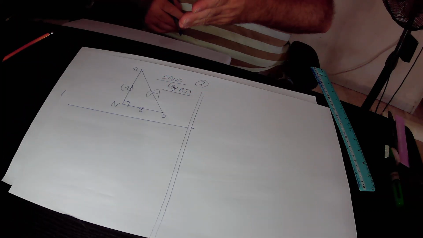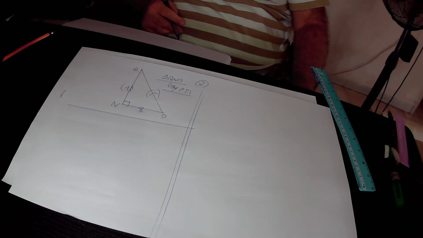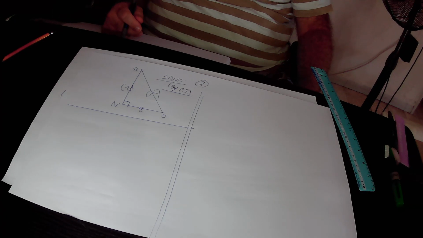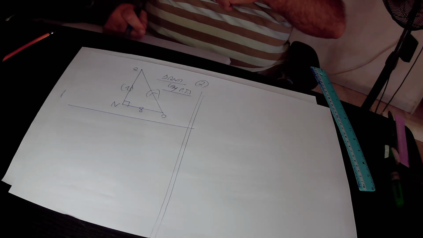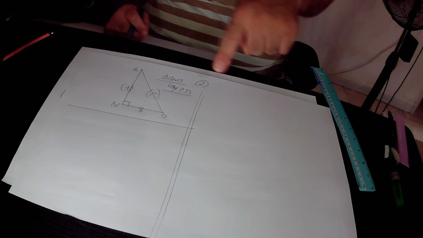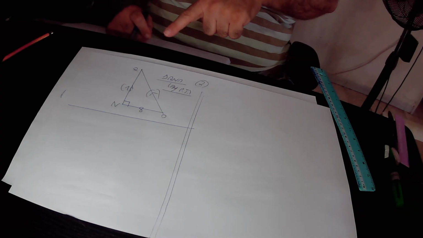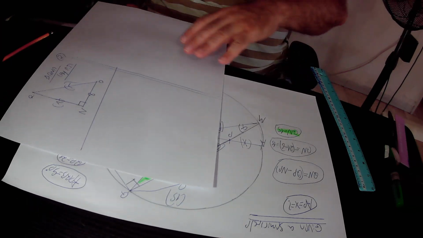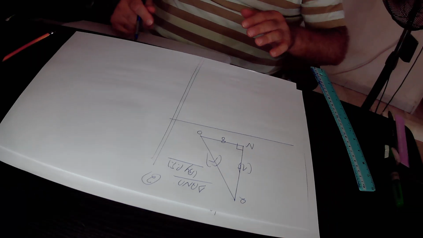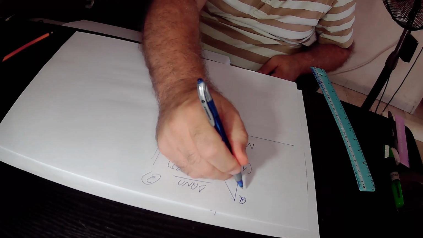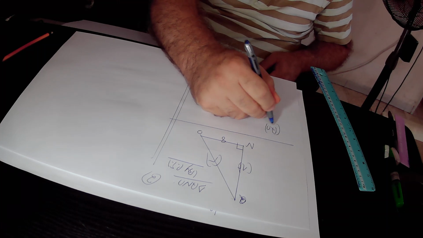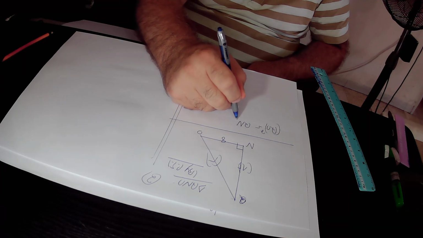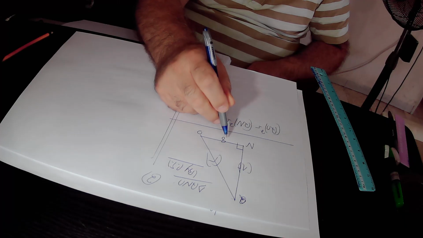So this is the right triangle QNO according to the original drawing. According to the Pythagoras theorem, QO squared, that is the square of the hypotenuse, equals QN squared plus NO squared. So I write it down: QO squared, the square of the hypotenuse, is equal to QN squared plus NO squared.